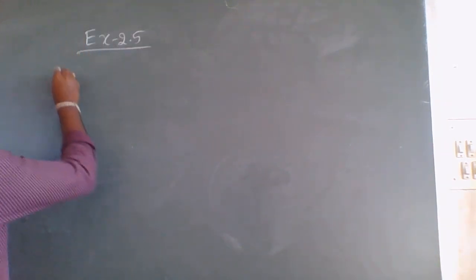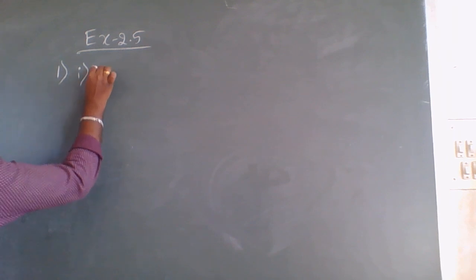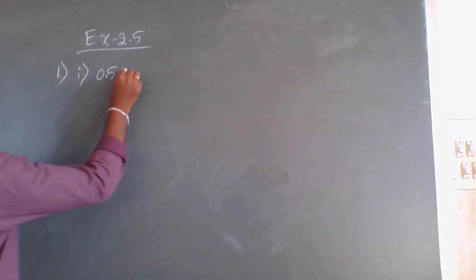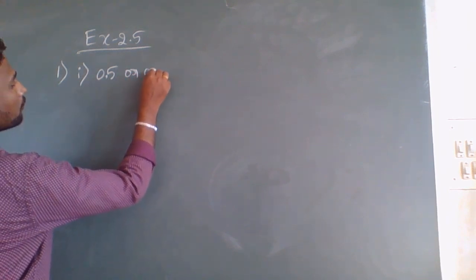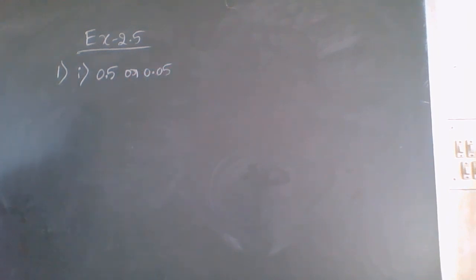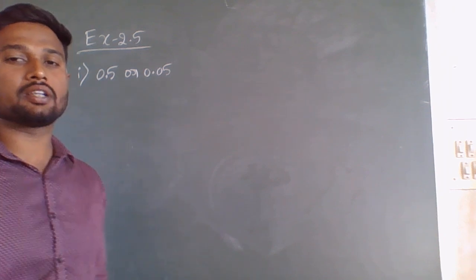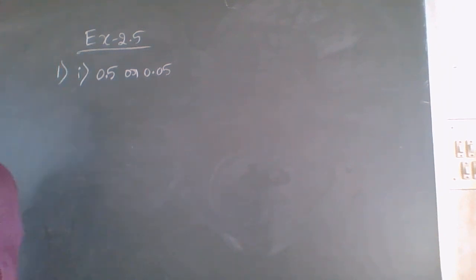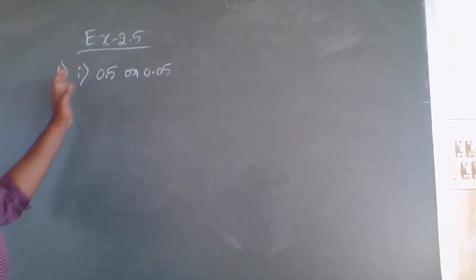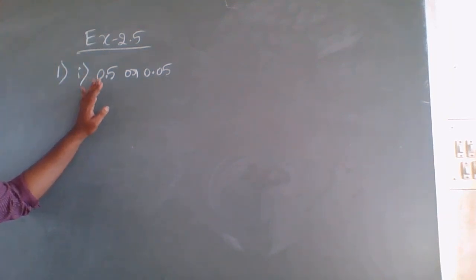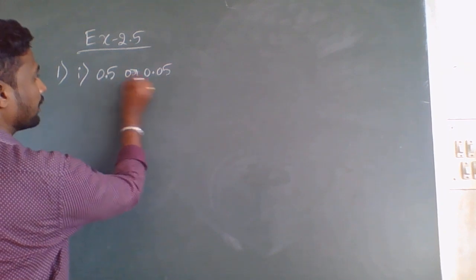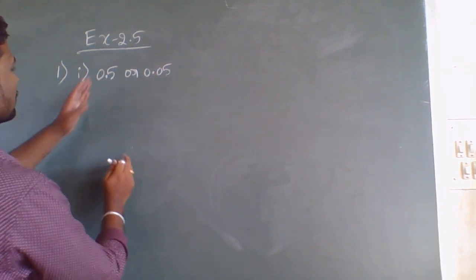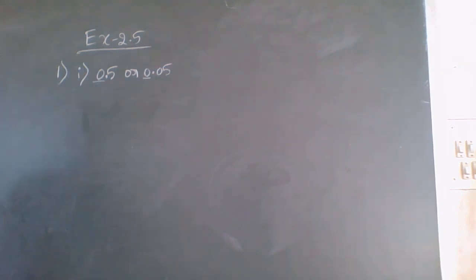So here in first main question we have to mention which is greater. So here first question 0.5 or 0.05. Okay, so now how to compare these decimal numbers? First we have to compare left part of the decimal point. Here decimal point is there, so first we have to compare this left part of the decimal point.